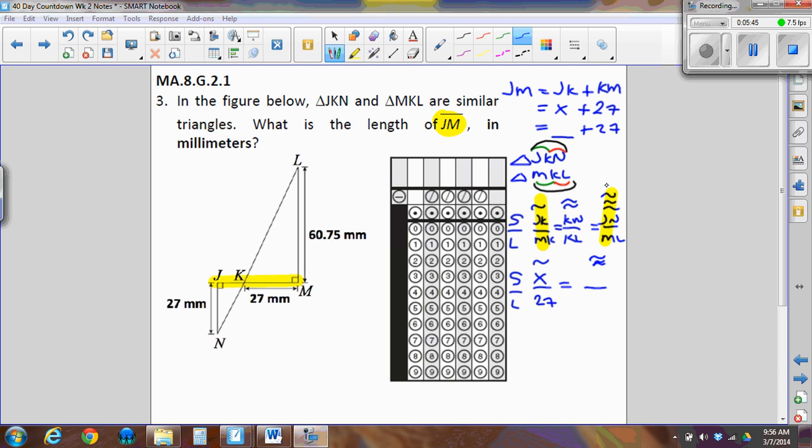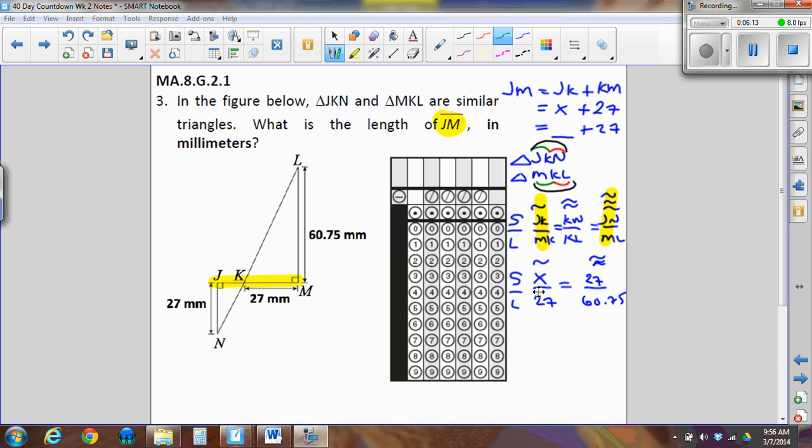So now we need to use pair 3. Well, the top box must be for small because small is on the top. And we already knew that was JN. So when we go and find the length of JN, that is 27 over ML, which is 60.75. So now the rest of this is easy.